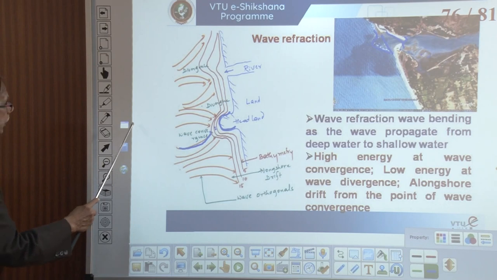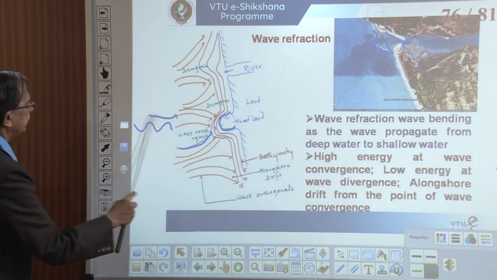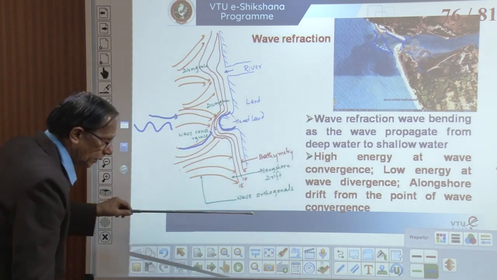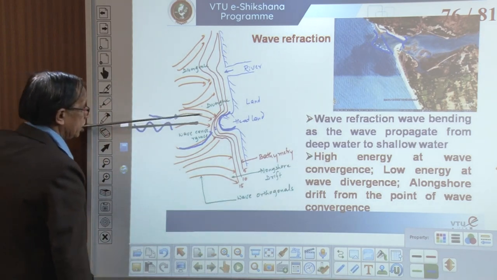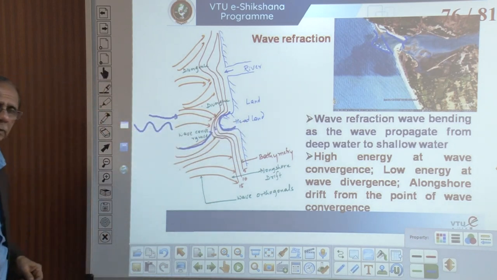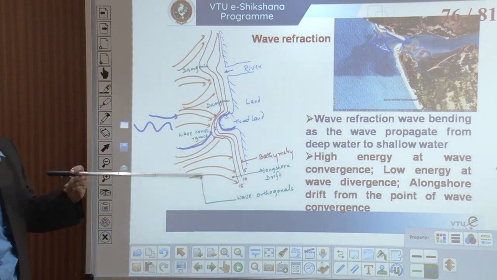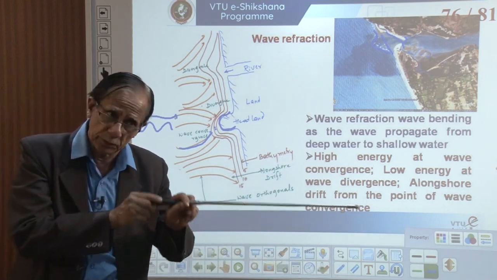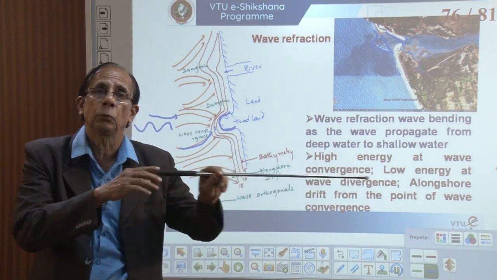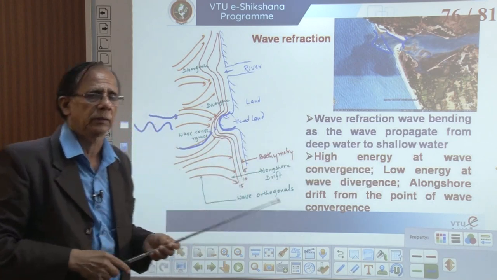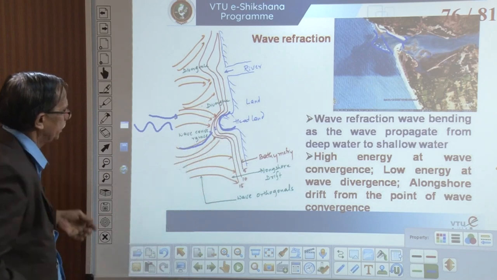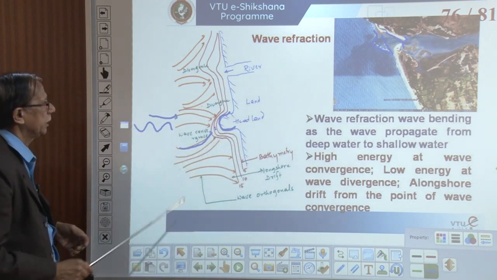For example, if a wave is moving like this, perpendicular to the direction of wave motion, if I consider a line, for all mathematical purposes, we consider a line, we call it an orthogonal. Orthogonal means the direction of wave propagation. Perpendicular to the waves, we draw a line. So, wave orthogonal is the direction of wave coming. These are all wave orthogonals, we can say.